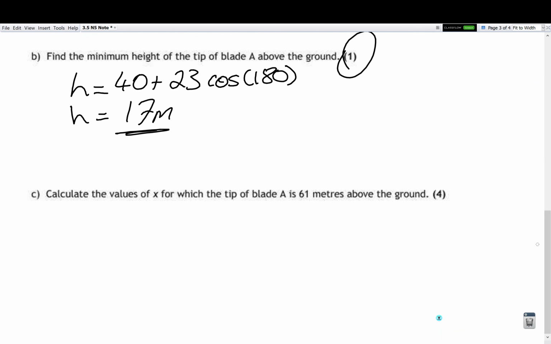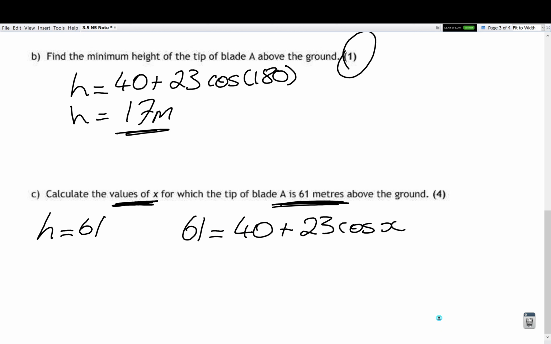Part C, calculate the values. Right, big clue here that straight away I know that I'm going to be doing my solving process, because it says values, plural, for which the tip of the blade is 61 meters above the ground. Okay, so this time I know what the height is. I'm given the height of 61. What I'm not given is the angle, so I'm not given x. So the difference this time is I'm putting 61 in for h, and I'm starting with the original equation. x has to stay there because I don't know what it is. This is the one where I'm now rearranging and solving for cosine x and doing my CAST diagram and all the rest of it. Okay?